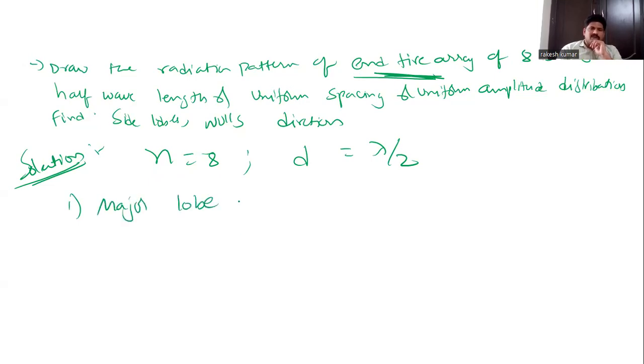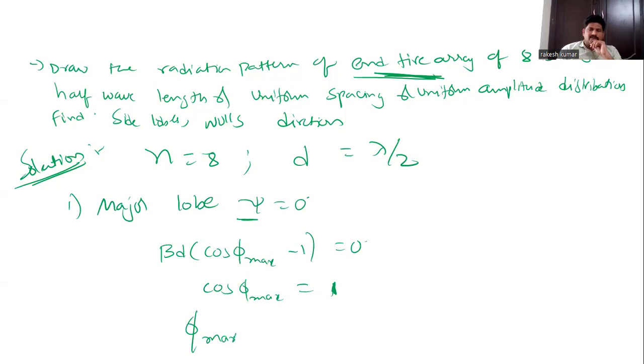Okay, so for the major lobe, what is the condition? Psi should be equal to 0. What is the value of psi? For the broadside array, psi is equal to beta d (cos phi max minus 1), which equals 0. Therefore, cos phi max is equal to 1. So for what value of phi max do you get the maximum radiation? The maximum radiation is at 0 degrees. In an N-element end-fire array, the maximum radiation is at 0 degrees.